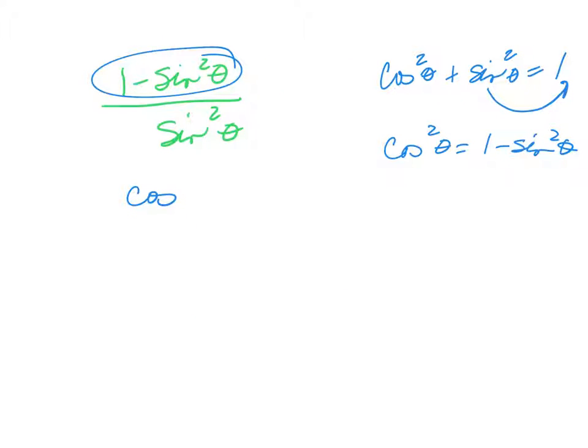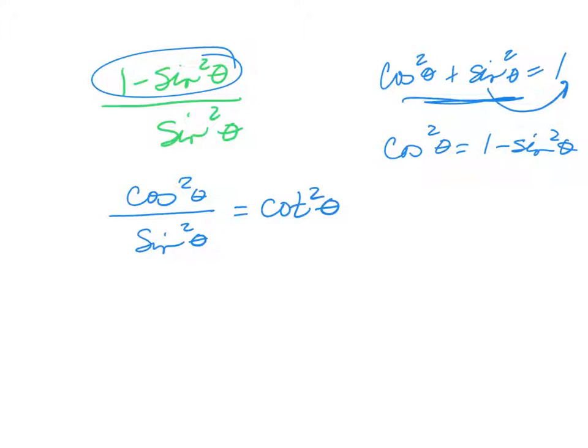So cosine squared of theta plus sine squared of theta is 1. If you subtract sine squared of theta from the 1, you get 1 minus sine squared of theta equals cosine squared of theta. So cosine squared of theta over sine squared of theta equals, and cosine over sine is cotangent. It's up at the top, and since they're both squared, it's cotangent squared of theta.